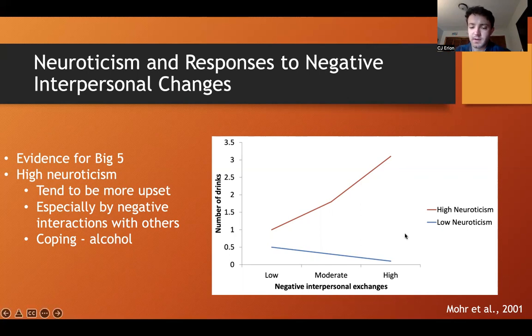So in general, those with high neuroticism, as the amount of negative interpersonal exchanges, so interactions with others, increases, we also see an increase in the average number of drinks. And so oftentimes those who are higher on this neuroticism dimension, you'll see coping strategies to deal with these negative upsetting feelings. You'll see coping through things like alcohol and drugs.